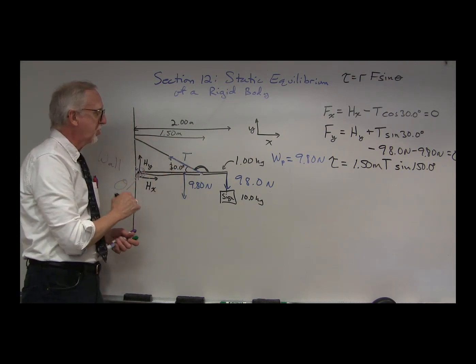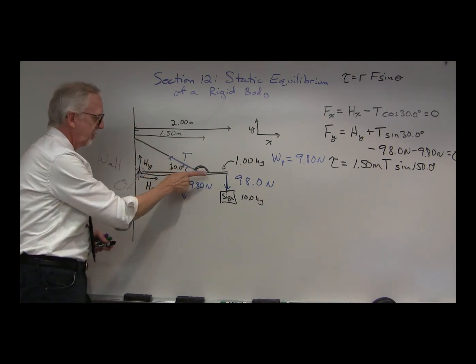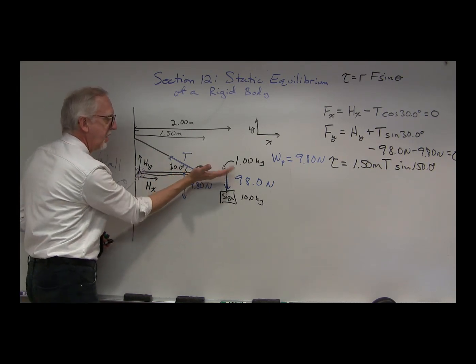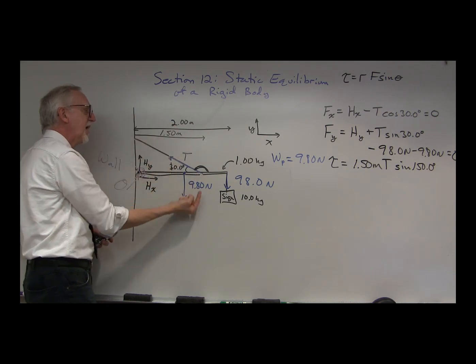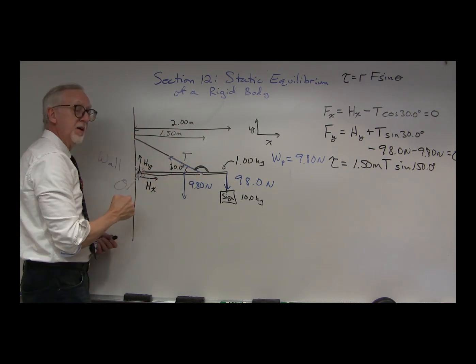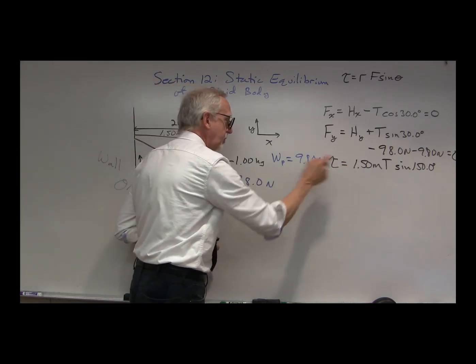All right, that's the torque due to the tension. Now, is that going to be a positive or negative torque? Well, that torque, if you think R, F, that's positive. In other words, the tension is tending to rotate the pole in a counterclockwise direction. So that is a positive torque.